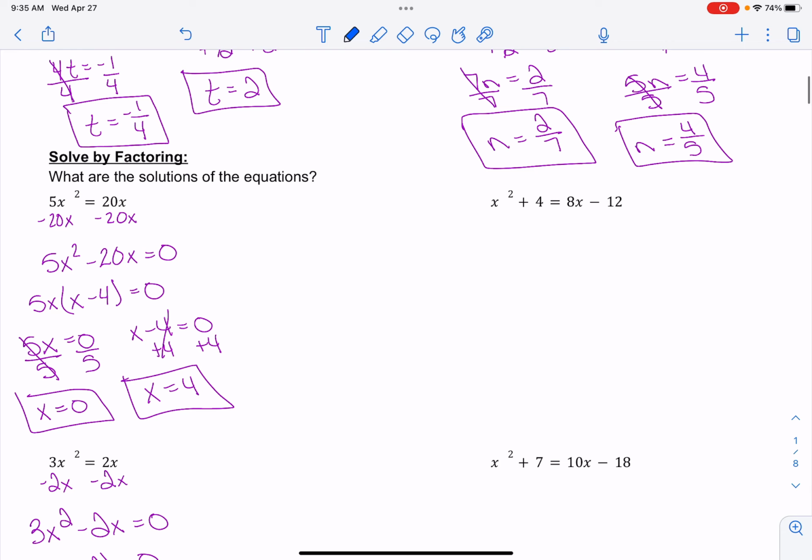All right, so on to these other two that we have over here. So again, very first step, you have to have your right side equaling 0. Well, right now we have this 8x and this negative 12 on the right-hand side. So we need to subtract 8x from both sides and add 12 to both sides. So then that cancels everything on the right-hand side. And we end up with x squared minus 8x, and then we have 4 plus 12, which gives us 16. So then we have x squared minus 8x plus 16 equals 0.